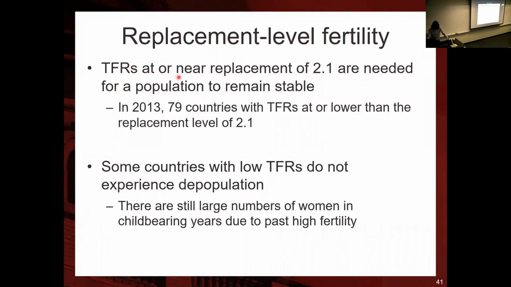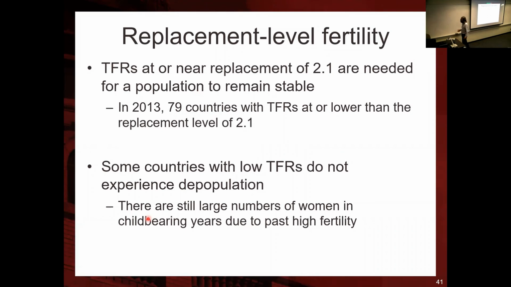The total fertility rates at or near replacement of 2.1 are needed for a population to remain stable. And back in 2013, 79 countries had total fertility rates close to or lower than the replacement level. And some countries with low levels of total fertility rates do not experience depopulation because there are still large numbers of women in childbearing years due to past high fertility, but also because of immigration, right?